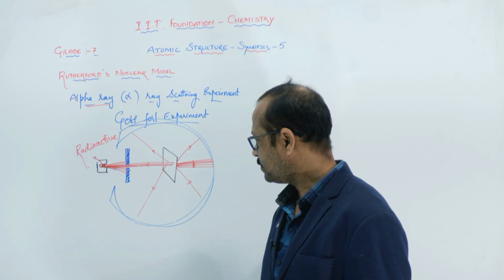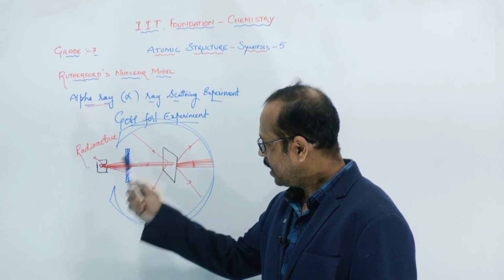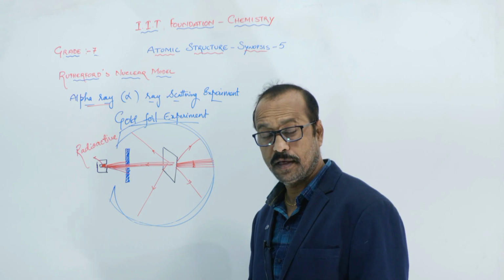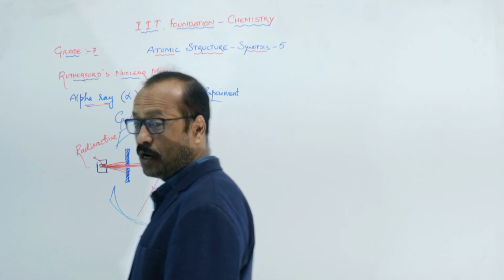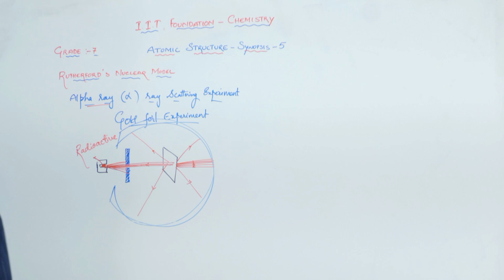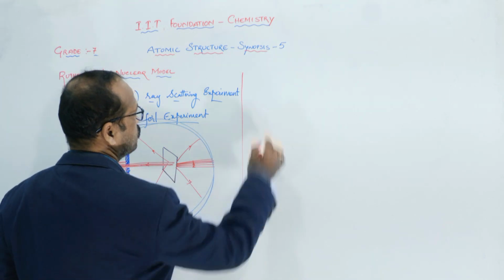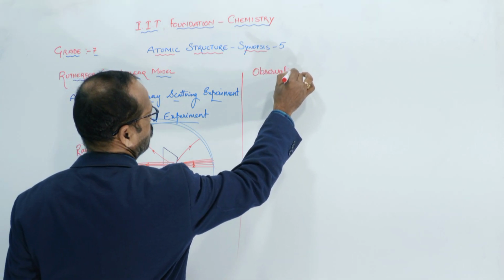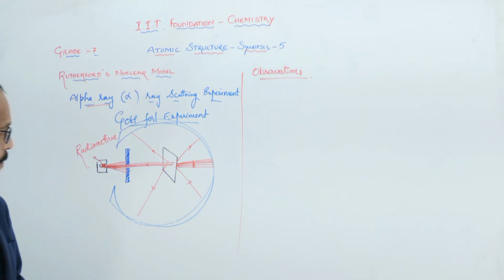So this experiment was conducted with the gold foil. Now, after this experiment, he made some observations. Let us see what the observations of the Rutherford experiment are.